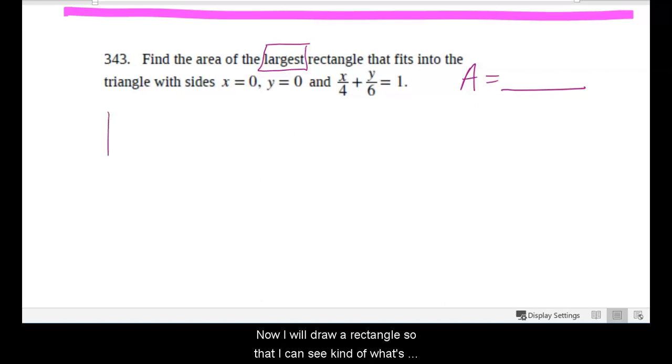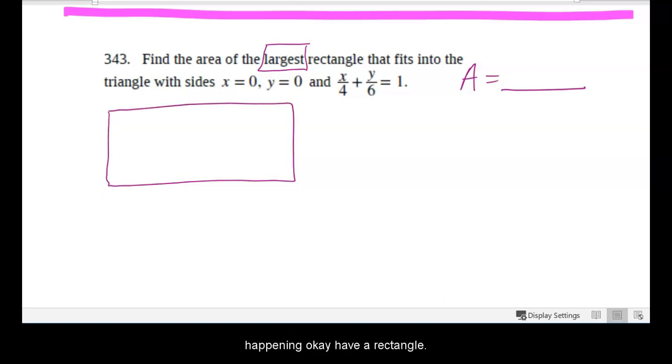Now I will draw a rectangle so that I can see kind of what's happening. Okay, I have a rectangle. That fits. Uh-oh, I may need to put my rectangle in something. Into, okay, the triangle. Okay, my rectangle has to fit inside of a triangle with sides, got it. X equals 0, okay. Y equals 0, okay. And x over 4 plus y over 6 equals 1. Now I'm going to note that down.